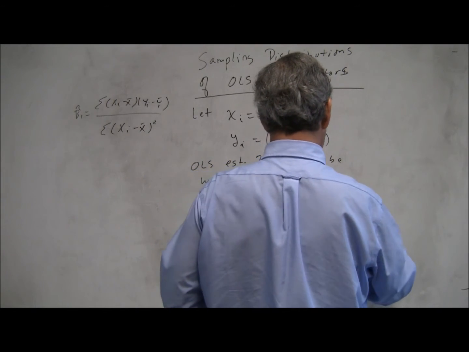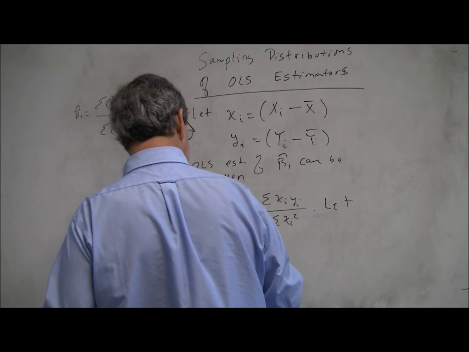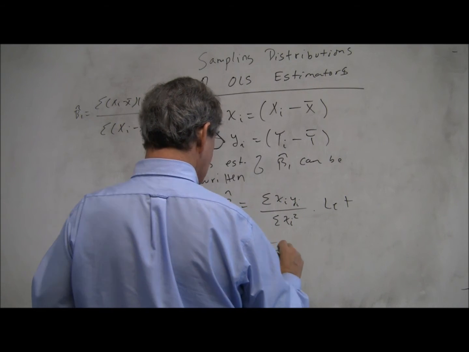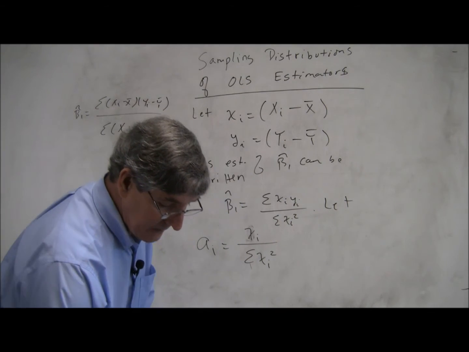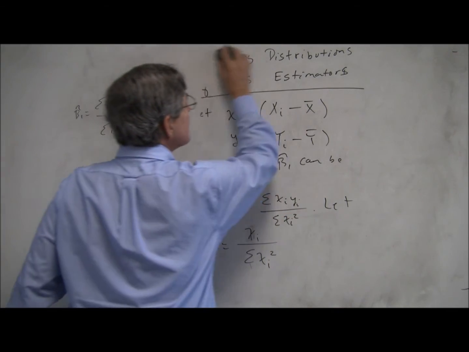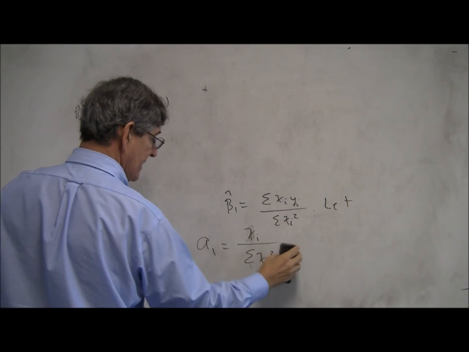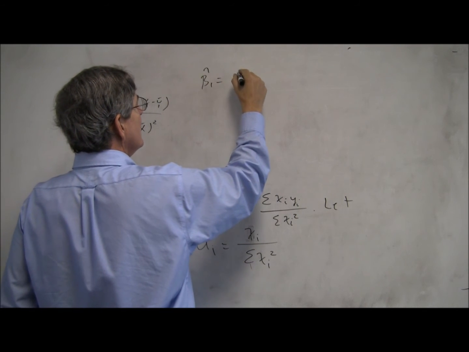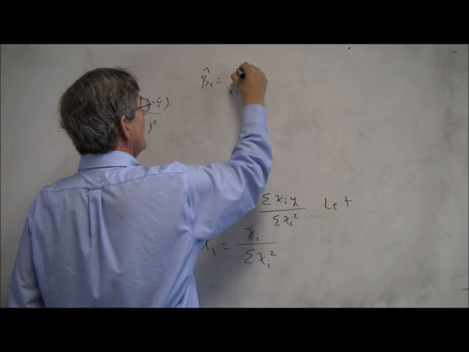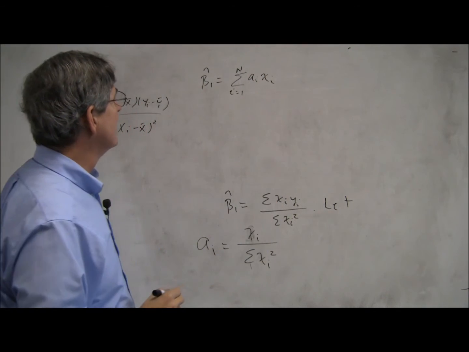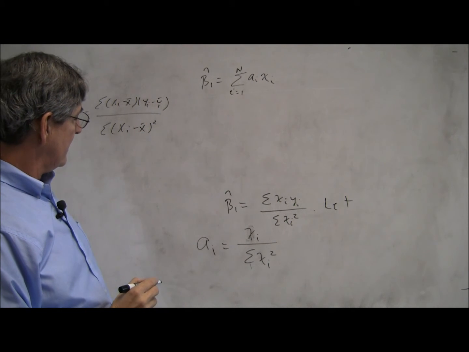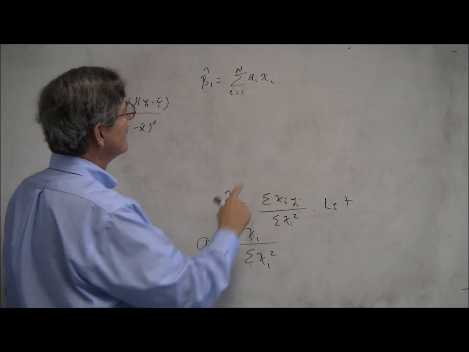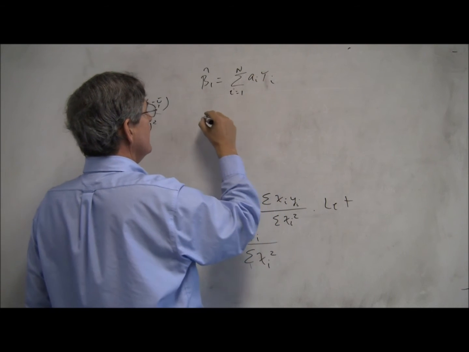Now, let AI be little xi over the sum of the little xi's squared. Okay? Then I can write the OLS estimator as follows. Using this and this, beta 1 hat is going to be the sum from i equals 1 to n of the AI times Yi. And so once AI is defined that way, that'll give us the right answer for beta 1 hat.